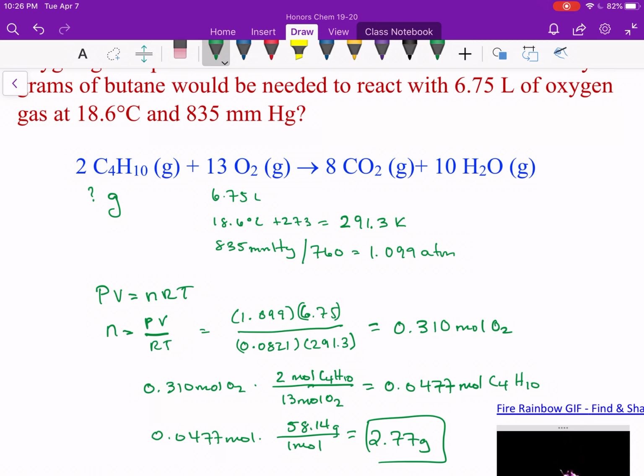Okay, so again, we're just using the ideal gas law to get us into or out of our mole map and kind of finding out what our answer should be.